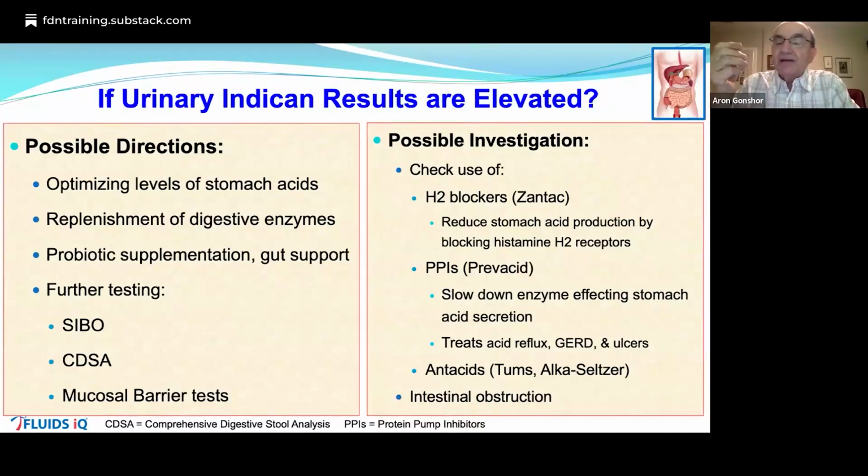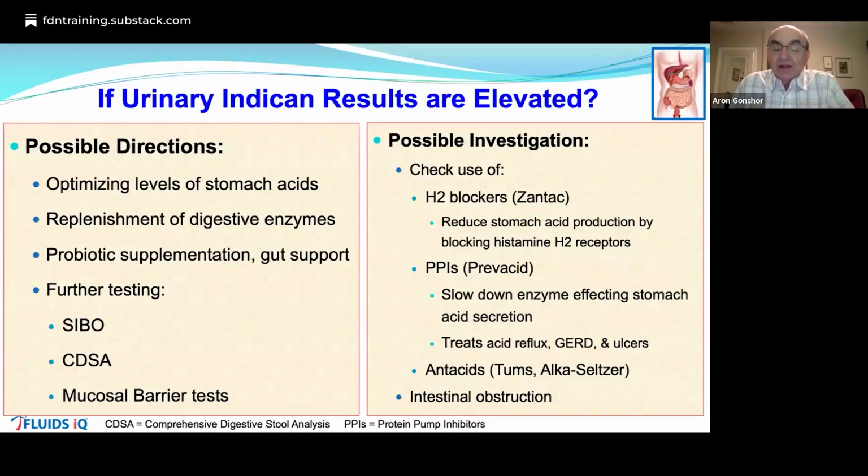And two of them that are specifically important for you to know about are H2 blockers, one of the most famous proprietary names is Zantac. It reduces stomach acids that's produced by blocking the histamine receptors. And then the proton pump inhibitors, which are even more ubiquitous and actually quite effective for the people who have these problems. One of the famous proprietary names for that is Prevacid. And what does that do? It slows down the enzyme that's affecting stomach acid secretion. And so it's used to treat acid reflux, GERD, ulcers, etc.